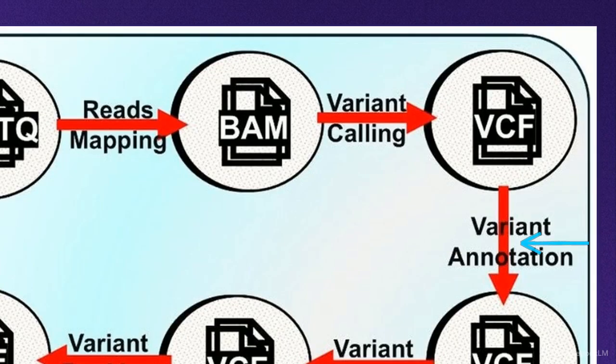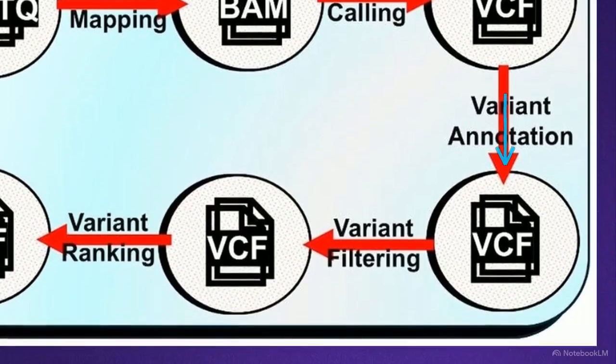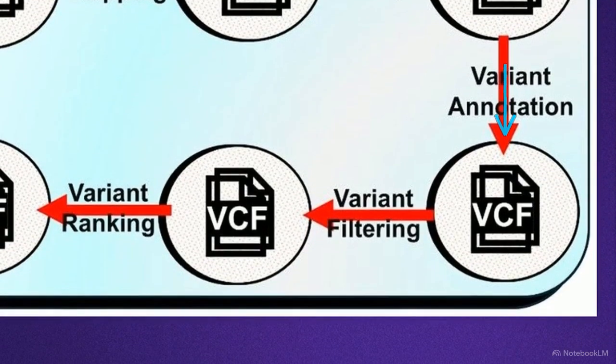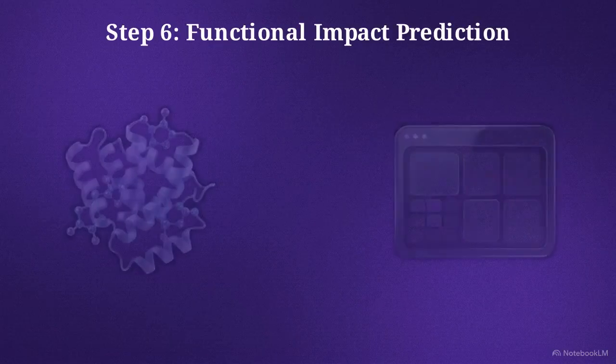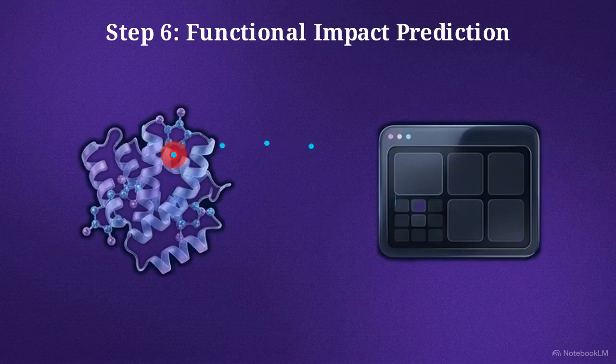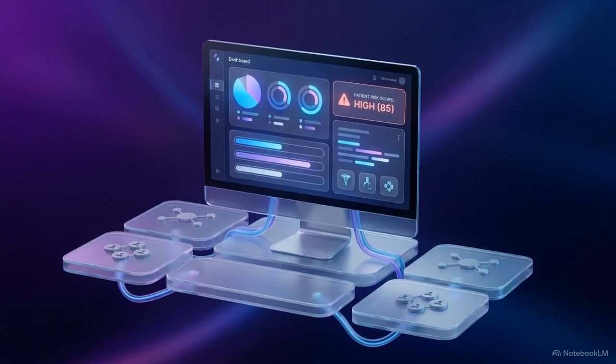Platforms like ANNOVAR and VEP assign biological and functional context to the identified variants, mapping them to specific genes and regulatory regions. Step 6 involves functional impact prediction. We use tools like SIFT and PolyPhen-2 to predict whether a specific mutation is benign or actively pathogenic, based on evolutionary conservation and protein structure. Finally, step 7 is visualization and reporting, where all this annotated data is compiled into interactive clinical reports.